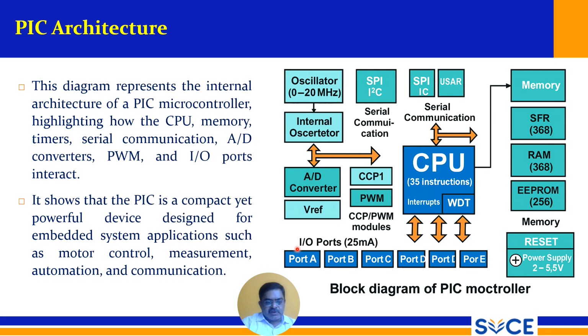This diagram represents the internal architecture of a PIC microcontroller, highlighting how the CPU, memory, timers, serial communication, A to D converters, PWM, pulse width modulators, and I/O ports interact. It shows that the PIC is a compact yet powerful device designed for embedded system applications such as motor control, measurement, automation, and also communication. So these are the general applications of the PIC microcontroller.